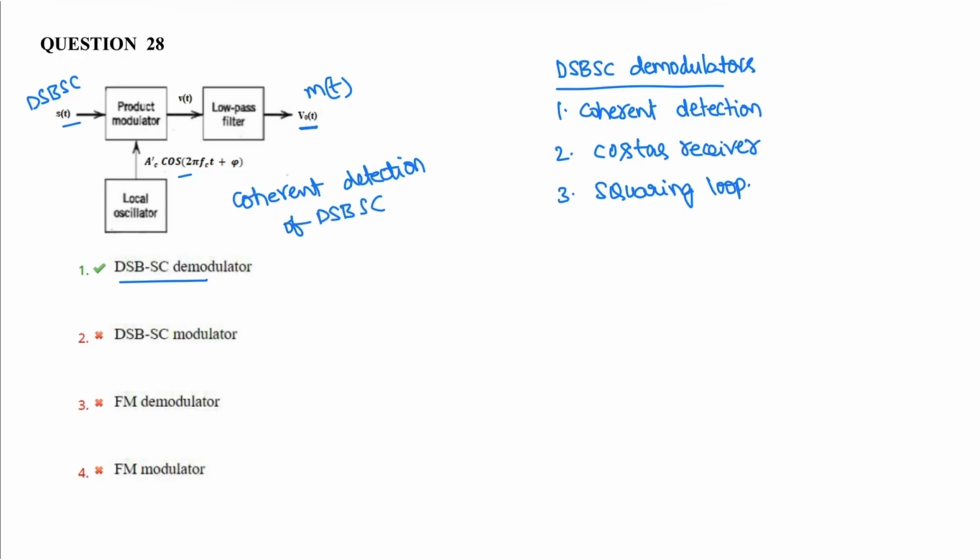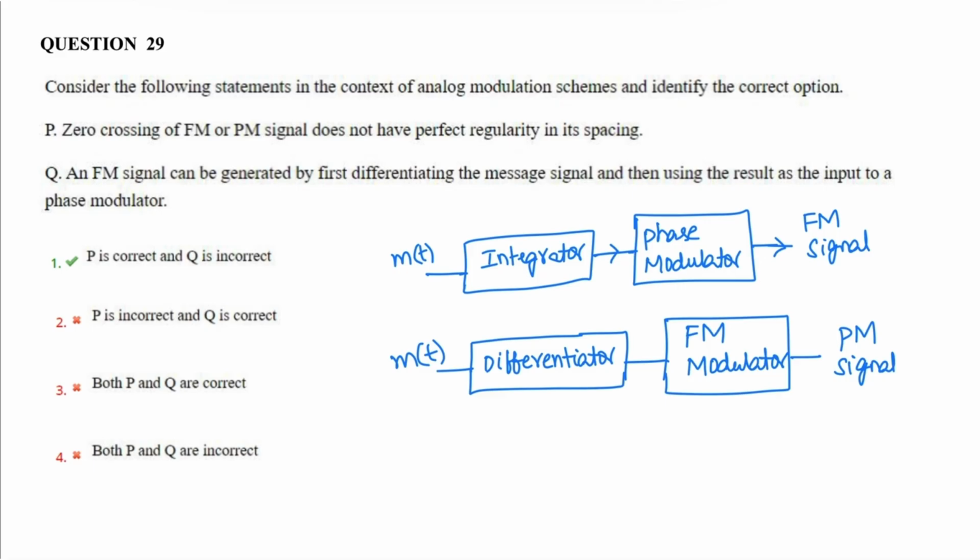Next question. Consider the following statements in the context of analog modulation schemes and identify the correct option. The message signal applied to an integrator and then a phase modulator will give a frequency modulated signal. Statement Q is incorrect because the message signal is not given to a differentiator first and then a phase modulator; it is an integrator. Integrator and phase modulator will give the FM signal. Differentiator and phase modulator will give the PM signal.